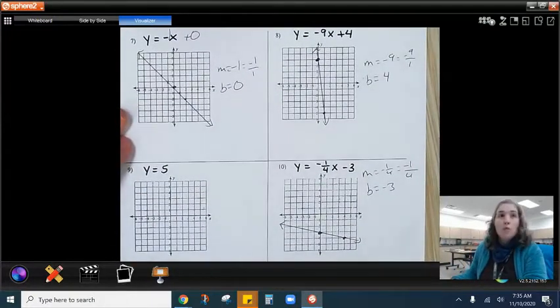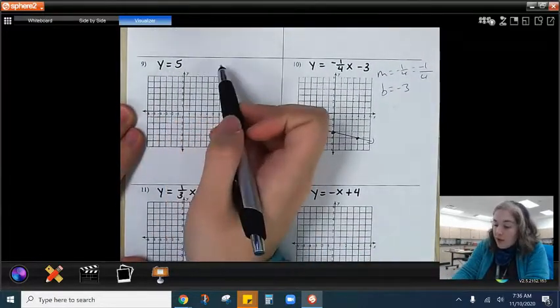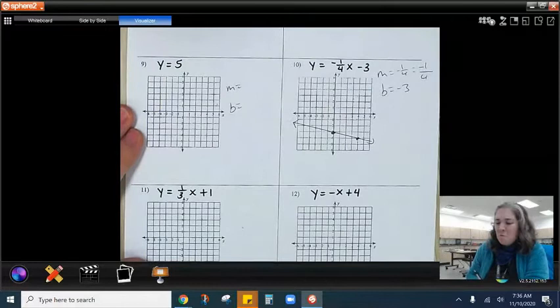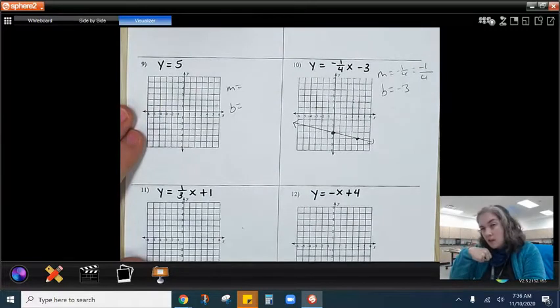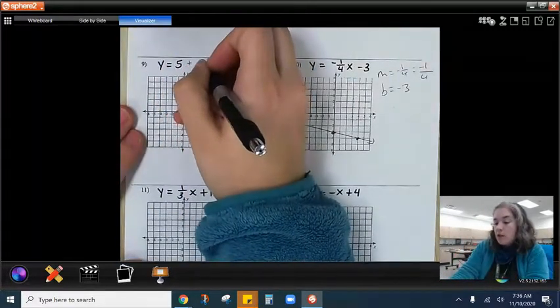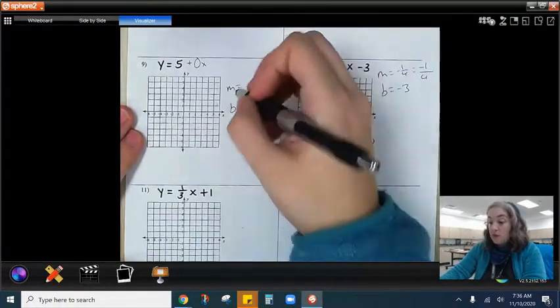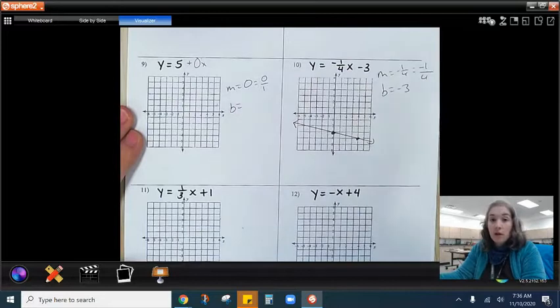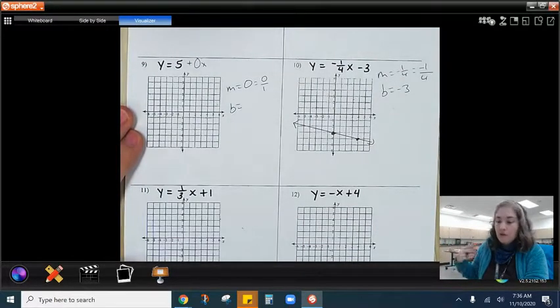All right, for our next one here, we have y equals 5. So for y equals 5, we need to find our slope, and we need to find our y-intercept. Well, there is no x, so how do I find my slope? Wait a second, is there no x? Interesting. Is there no x? We're adding 0x, right? So our slope is 0. So I'm going to rewrite this as 0 over 1. That's still 0. You could do 0 over 3 or 0 over 5, right? Anything over some number, 0 over any number, is still 0.